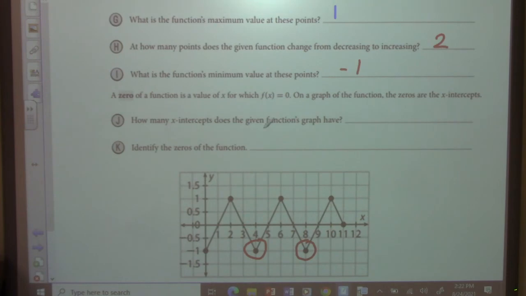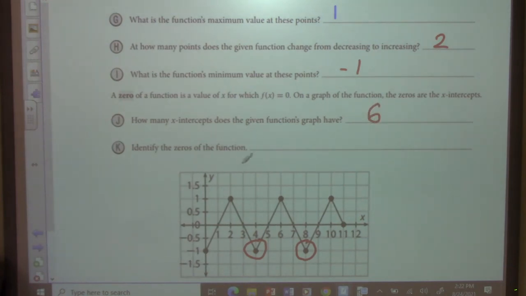And then the next question, how many x-intercepts does the given function's graph have? How many x-intercepts do we have here? What is an x-intercept? When it's on the x. Yeah, it's where the function touches or crosses the x-axis, right? So how many x-intercepts do we have here? 6. Count 1, 2, 3, 4, 5, 6. Looks like 6 to me.